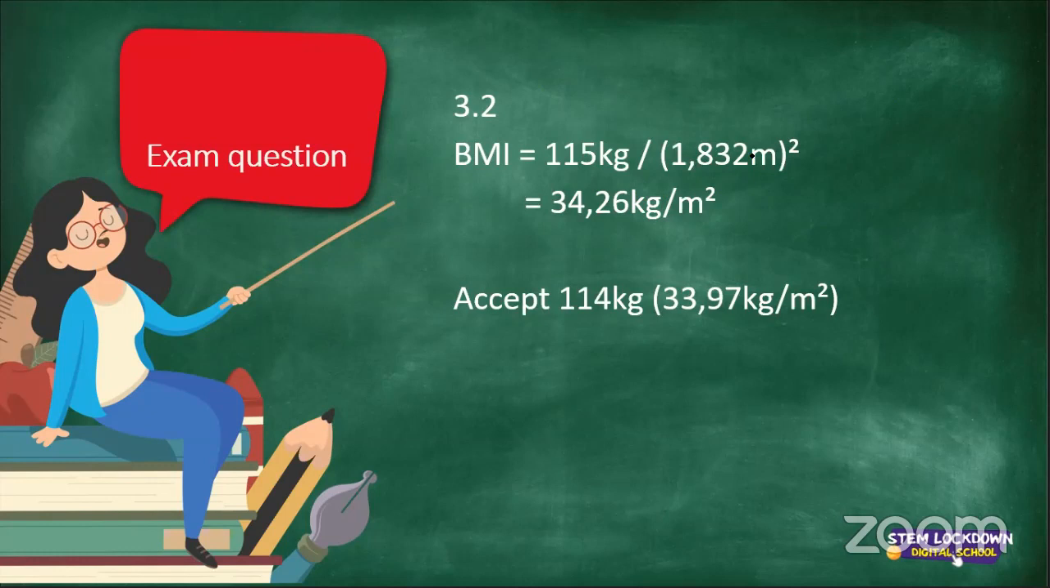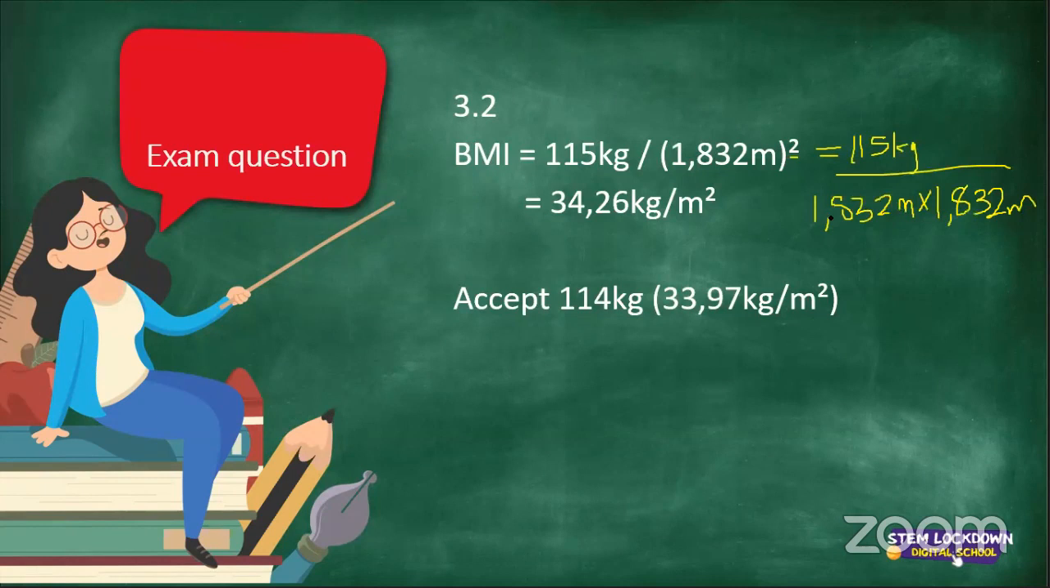If you guys did this correctly, your answer was supposed to be 34.26. Remember, this is actually equal to 115 kg divided by 1.832 meters times, because of the square, times 1.832 meters. Meter times a meter is a meter squared. If you divide this by your answer for multiplying these two, you get 34.26. So someone got this one correct.